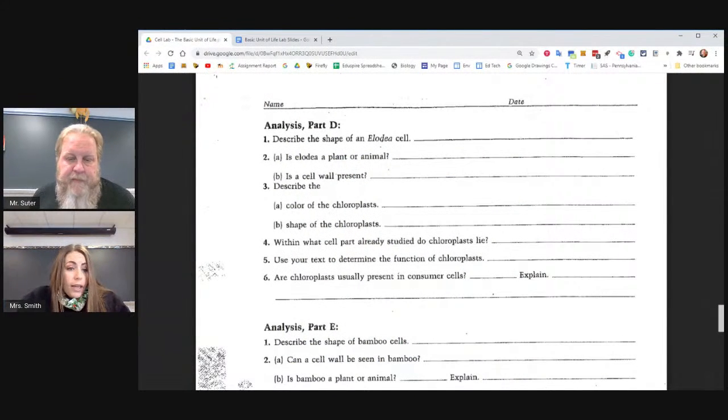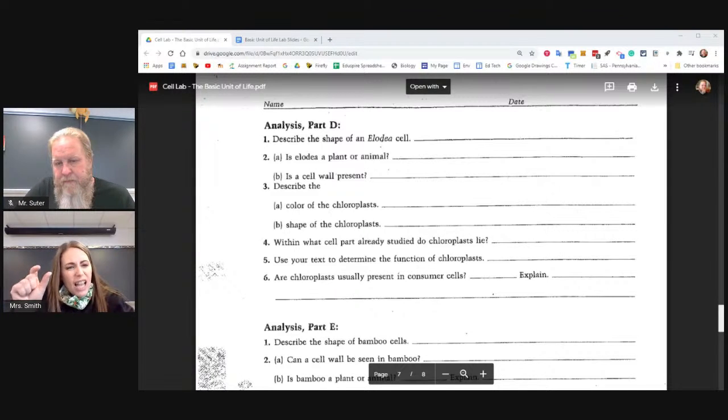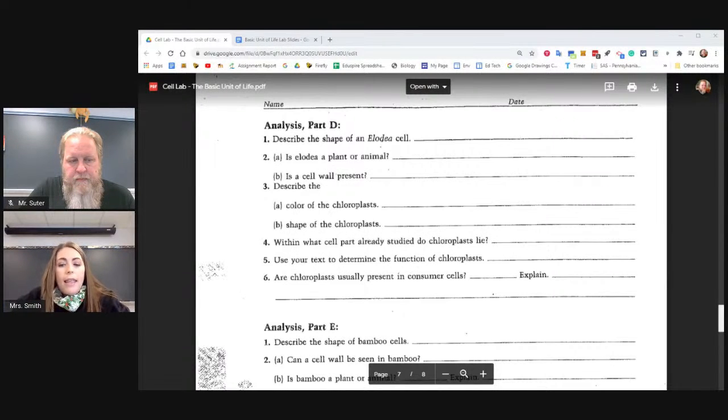So specifically, we're looking at, like Mr. Suter said, a plant cell and the chloroplast there. But we're looking at something called Elodea. And so Elodea, when you see it in person, kind of looks like seaweed type of plant. If you know what seaweed looks like, it's similar to that. So the shape of the cell, though, like Mr. Suter said, is kind of rectangular, although not perfectly rectangular, or kind of that little bit of an elongated hexagon shape. And then it is a plant cell. So yes, it has a cell wall. The color of the chloroplast would be green. The shape of the chloroplast are kind of these little ovals that you see.